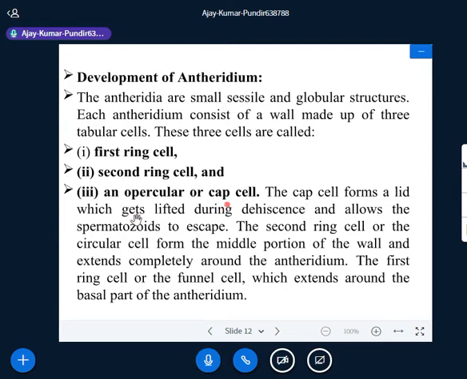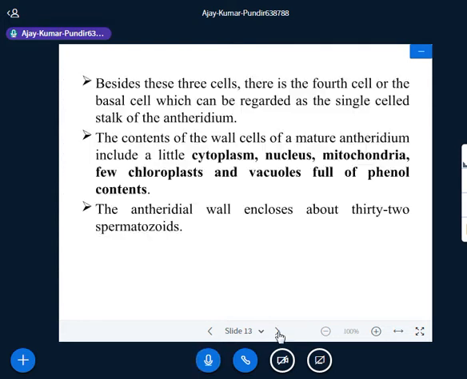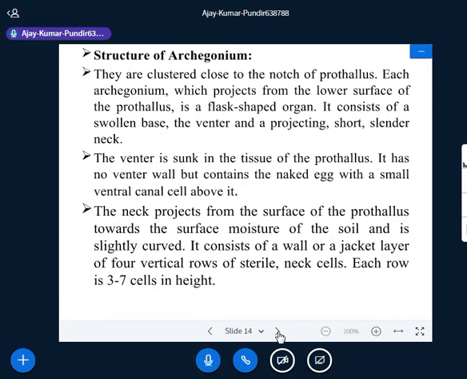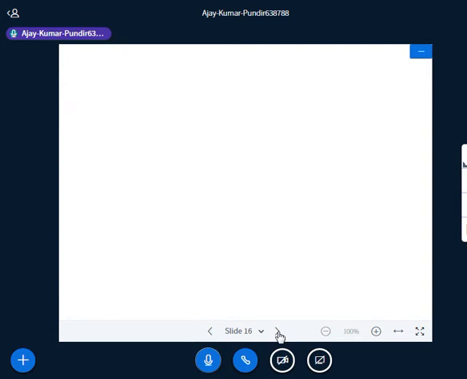The cap cells form a lid which gets lifted during the dehiscence and allows the male gamete anthrozoids to escape. What happened? The dehiscence of the antheridium takes place through the cap cells. The second ring cells or the circular cells cover the middle portion of the antheridium, as you know very well, and the first ring cells cover the base of the antheridium.